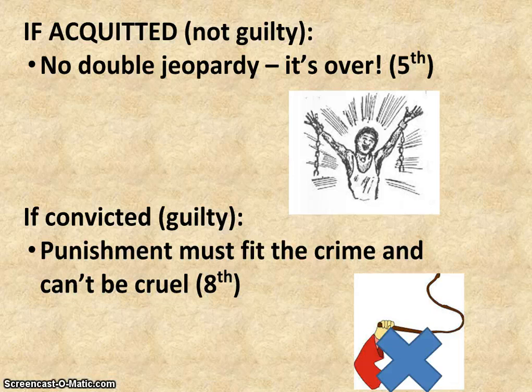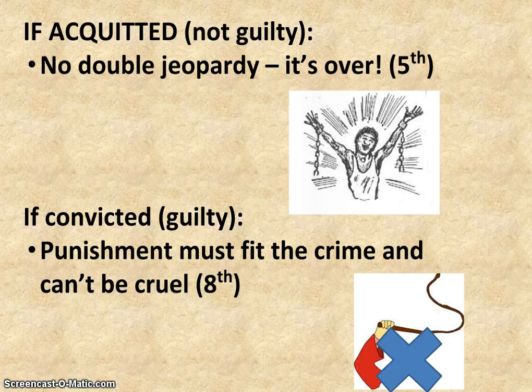So the trial is over, and in this case, the defendant is acquitted, which means found not guilty. So there will be no double jeopardy. That trial is over, and they cannot be retried under the Fifth Amendment. Now, that does not mean that they can never be tried again for anything. It just means that that particular accusation, that particular case, is over.